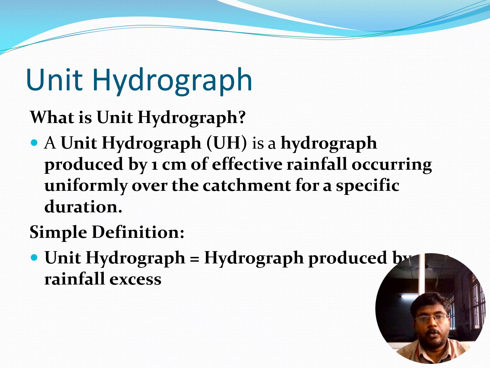Next we see about the unit hydrograph. The unit hydrograph is a simple and practical tool used in hydrology to predict how much water a river will carry at an outlet after a specific amount of rainfall. Or it is defined as the hydrograph produced by 1 centimeter of effective rainfall occurring uniformly over the catchment for a specific duration.